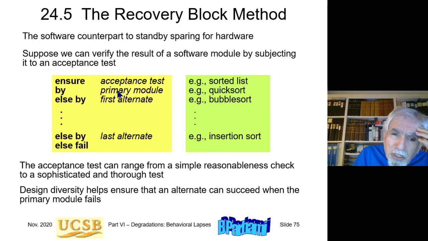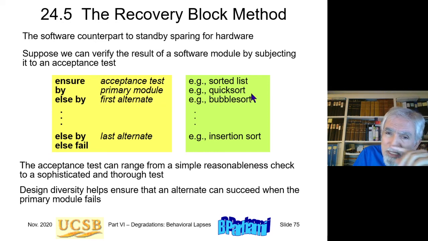So the versions are not run concurrently, but one at a time. The primary version is run. If it fails to pass the acceptance test, then this one is run, and so on. A nice thing about this, first of all, these are not run, so we don't use resources for these unless the primary module malfunctions, and we are forced to use those. So that's one advantage. The second advantage is that these alternates, because they're rarely executed, we don't really have to make them as efficient as the primary module.